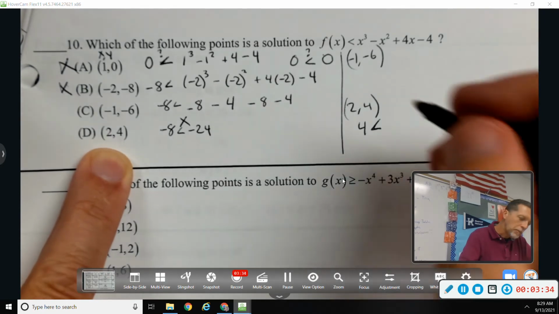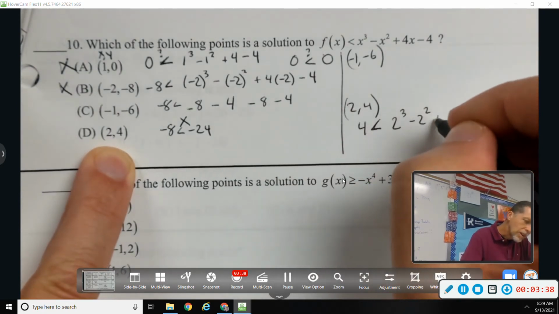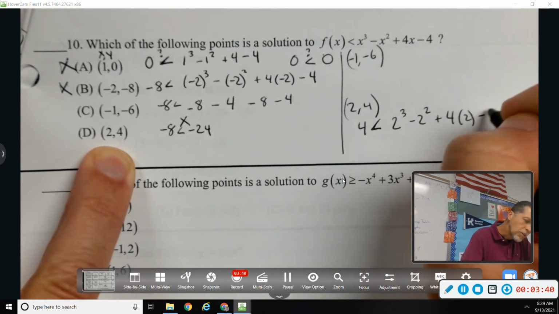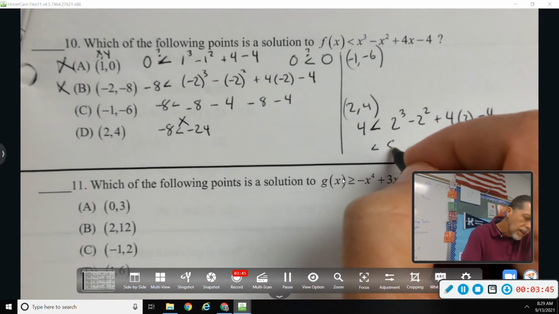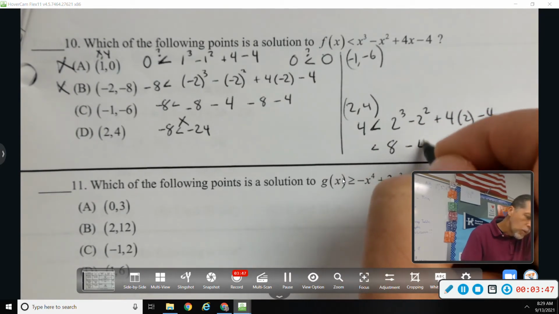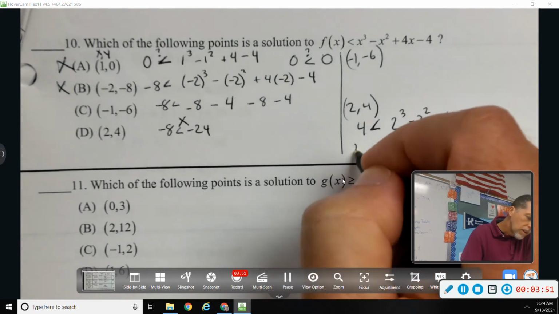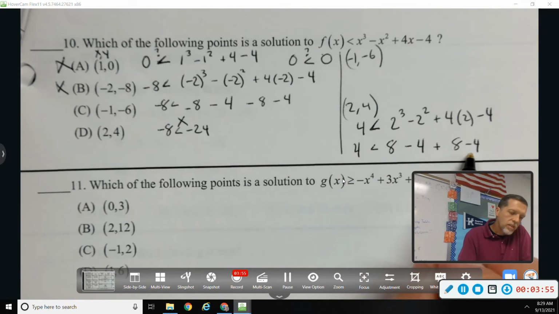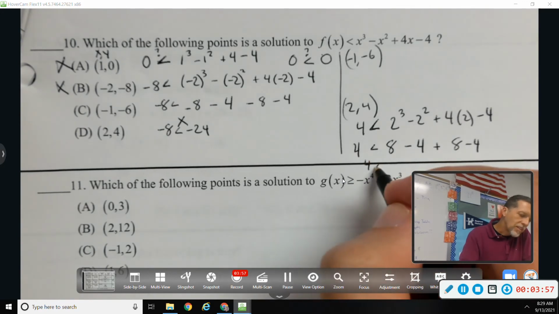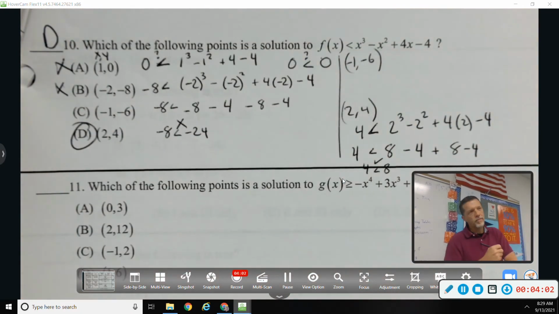We'll see. 2 goes in for x. So 2 cubed minus 2 squared plus 4 times 2 minus 4. 8 minus 4 plus 8 minus 4. That's 4 is less than 8. So that's true. Yeah, good call on skipping to D. Whatever the reason was, it was a good pick.